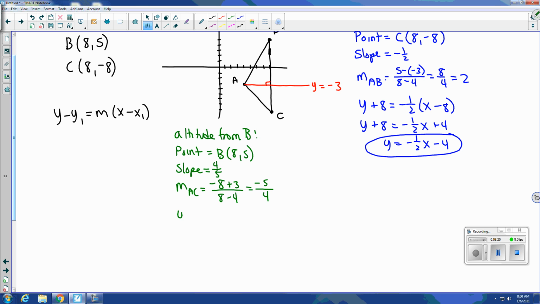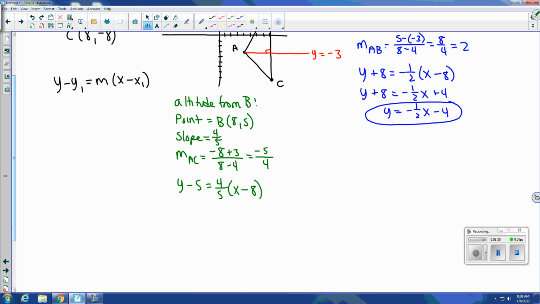It's going to be y minus the y coordinate of the point it passes through equals the slope times x minus the x coordinate. Now we have the equation of the altitude in point slope form. Let's put it in slope intercept form.